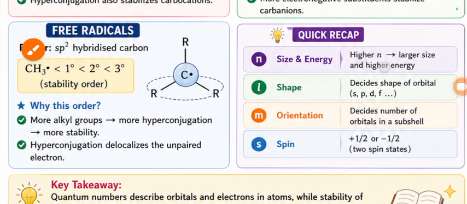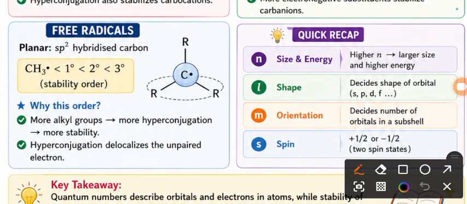Come to free radical. A free radical has an odd number of electrons, the geometry is planar, and hybridization is sp2. Here also, tertiary free radical is more stable.